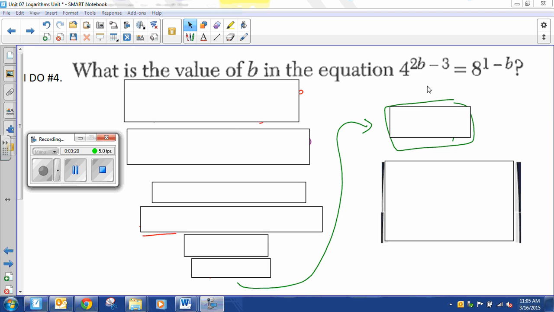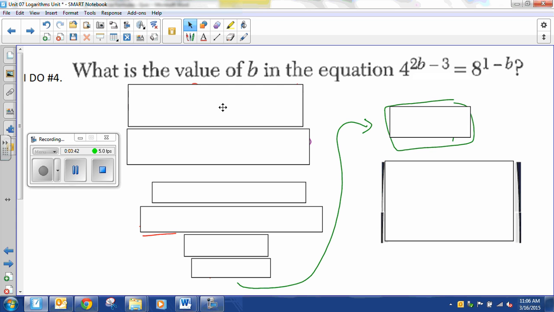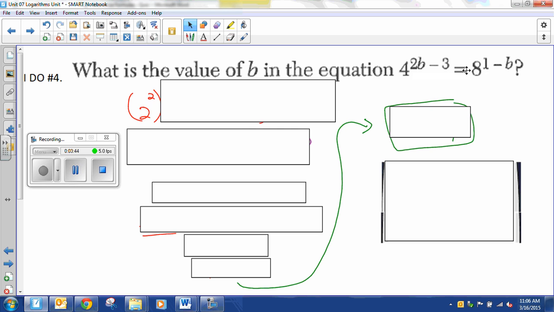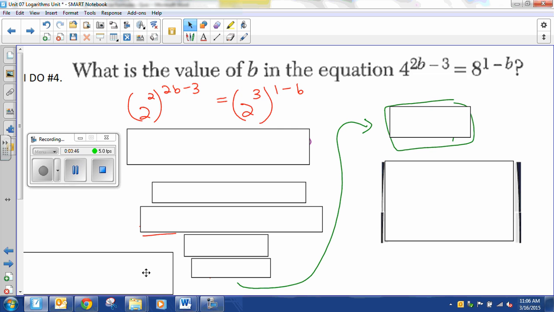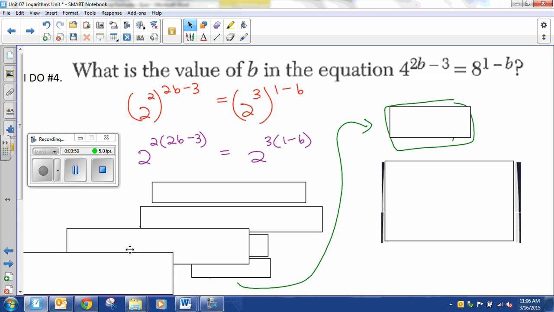Number 4. Now, what do we do if we have bases 4 and 8, and we can't really change the 8 to a base 4 because 4 squared is 16. What we can do is change both of them. We can revert both of these back to base 2. So we have 2 squared is 4, and we have 2 cubed is 8. So we end up with this right here.